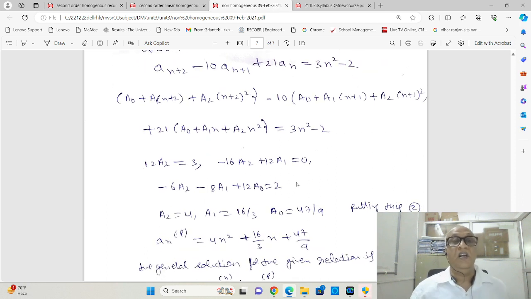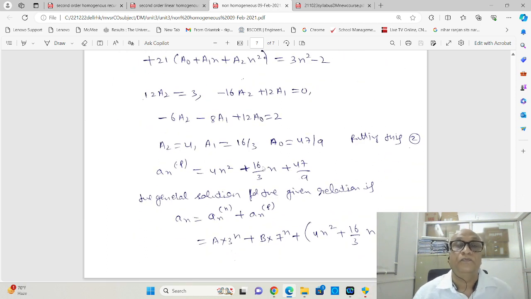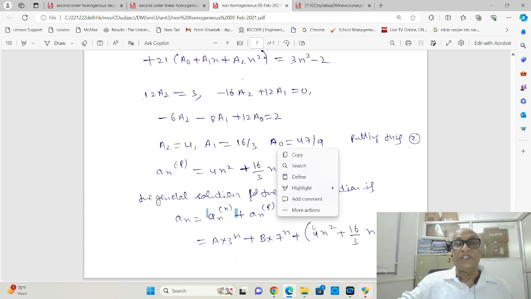After simplification, we get a0 as 47 by 9, a1 as 16 by 3 and a2 as 4. Substituting this in the particular solution, we get 4n square plus 16 by 3 n plus 47 by 9. And this is our solution, an homogeneous plus an particular. Substitute that and we will get the solution.